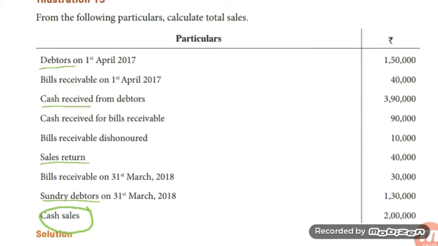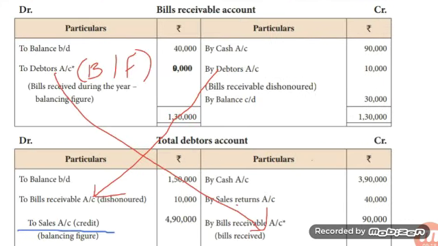Then children, recall the format. In our format, one item is bills receivable account. This bills receivable account you will get from the previous step. Children, in bills receivable account you found bills received during the year 90,000. Take this 90,000 to the credit side of debtors account as by bills receivable account.